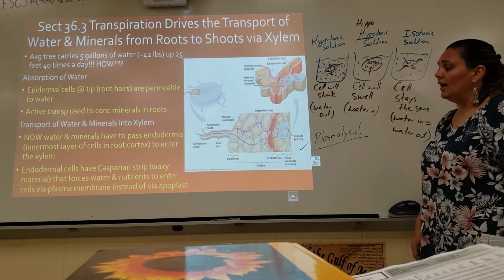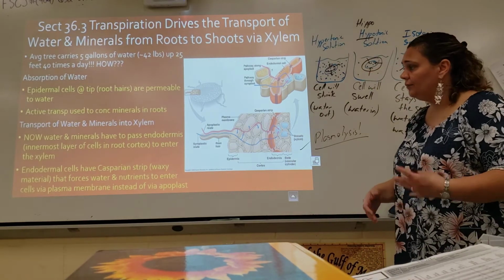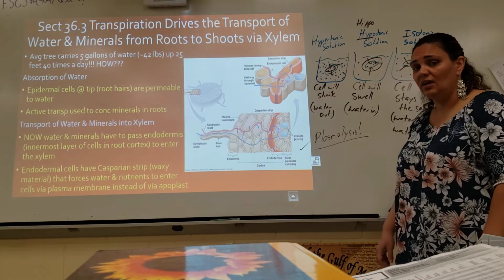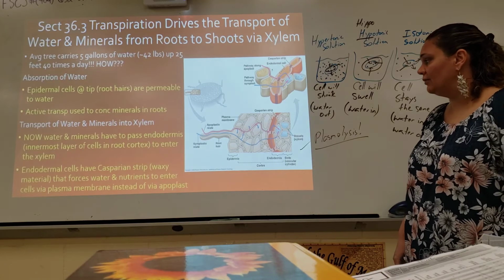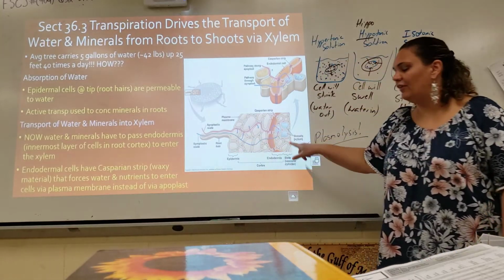Endodermal cells have a Casparian strip, a waxy material that forces water and nutrients to enter the cells via the plasma membrane instead of through the apoplastic route. So this way, it's able to go through faster.